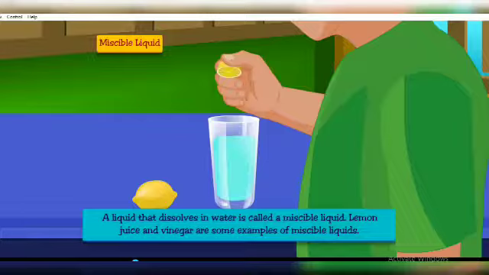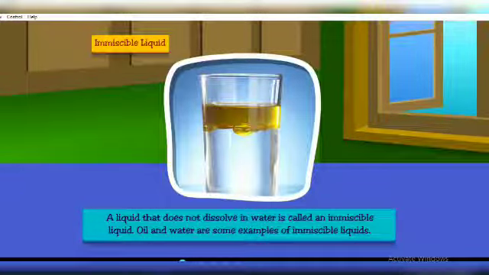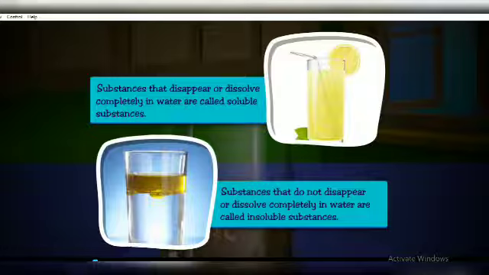A liquid that dissolves in water is called a miscible liquid. Lemon juice and vinegar are some examples of miscible liquids. A liquid that does not dissolve in water is called an immiscible liquid. Oil and water are some examples of immiscible liquids. So, substances that dissolve completely in water are called soluble substances, and substances that do not dissolve completely in water are called insoluble substances.